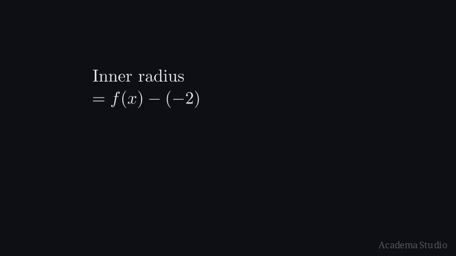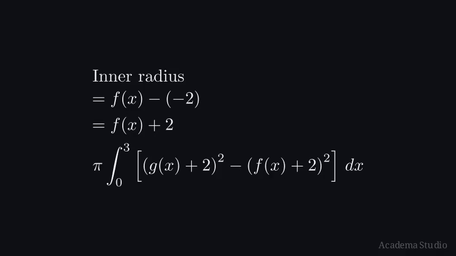Part C. The outer radius is g of x plus 2. The inner radius equals f of x minus negative 2, which is f of x plus 2. The washer integral is pi times the integral from 0 to 3 of g of x plus 2 squared minus f of x plus 2 squared dx.